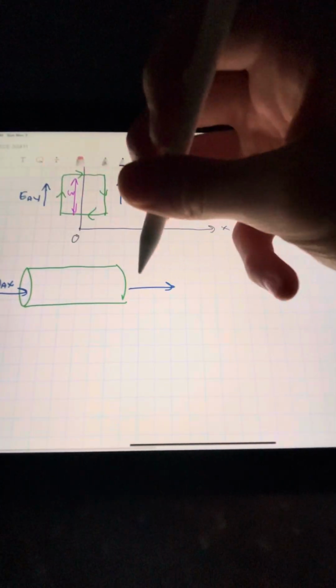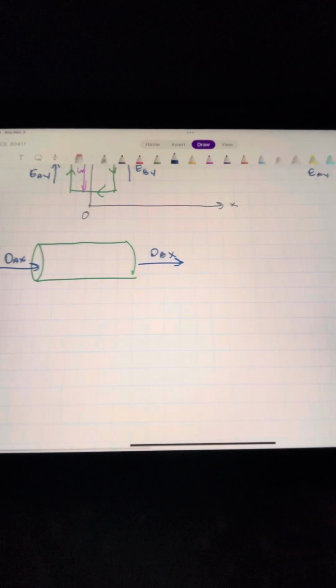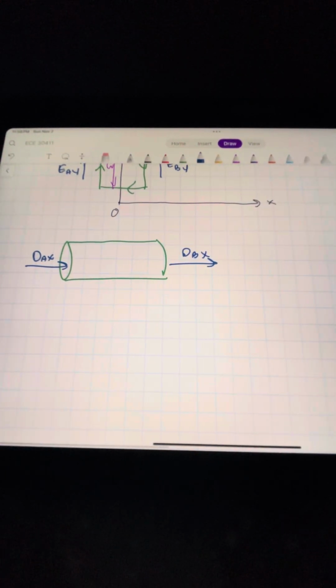We have D sub ax here and D sub bx here, and they're both drawn pointing to the right in the positive a_x direction, or positive x direction. That's because those arrows represent the actual direction of the electric flux density fields in each region, not the outward normal directions of the surface. And then when applying Gauss's law, we'll account for the outward normals separately.